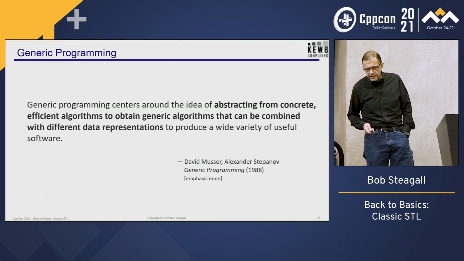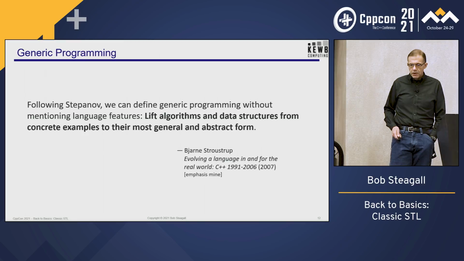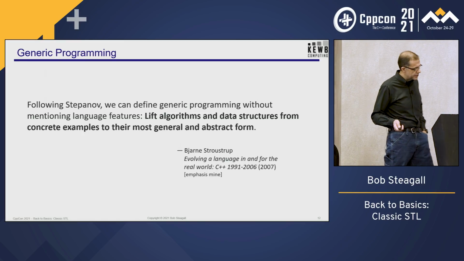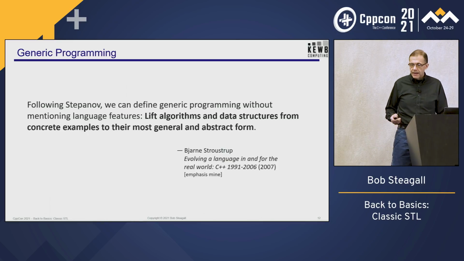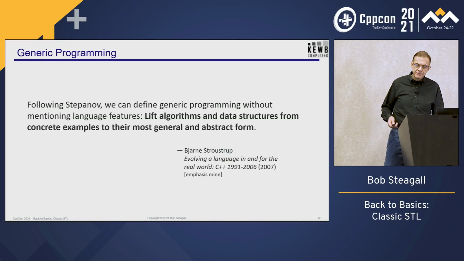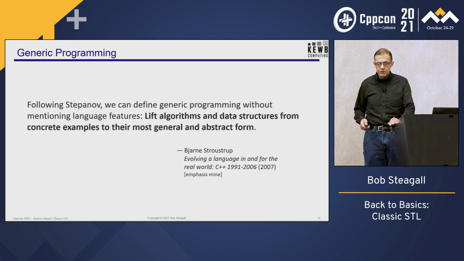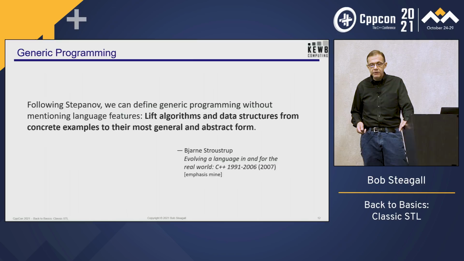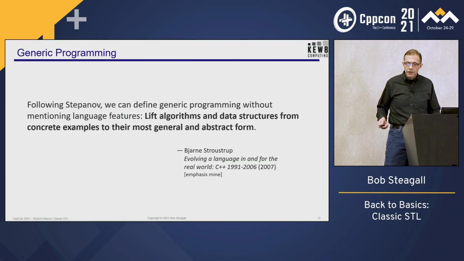And many years later, almost 20 years later, Bjarne was writing a paper, and he has this sentence in the paper, and I think it's also very telling. It's perhaps even a more concise description of generic programming, and that is lift algorithms and data structures from concrete examples to their most general and abstract form.